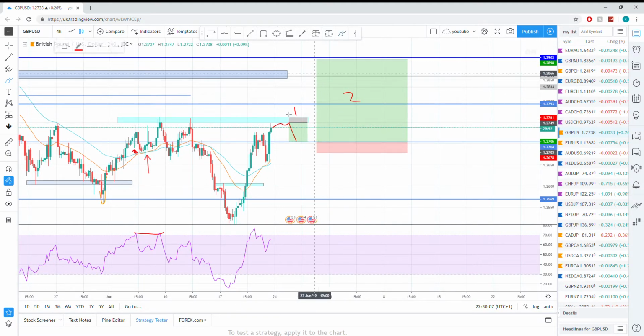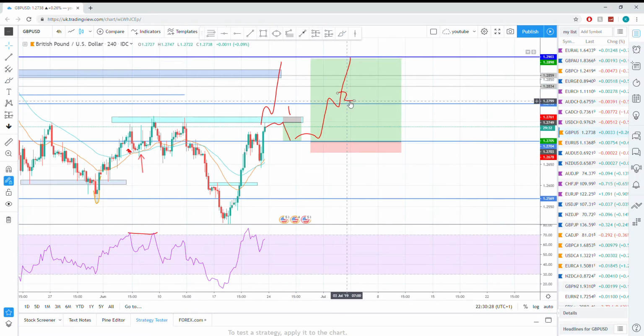Just need to find potential support which becomes resistance that becomes support before we go higher. That's what I will be looking for. This scenario here is if we do something like that and then we take it like this sort of thing. So that is what I'll be looking for this week.